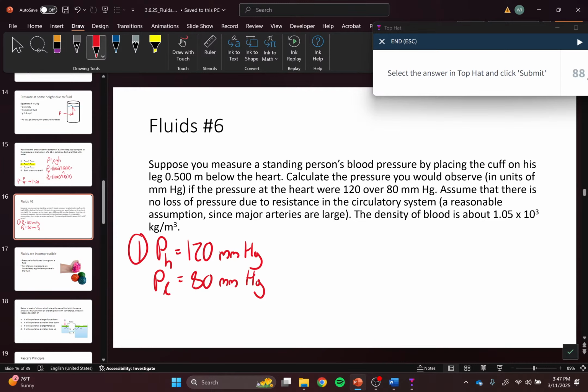Anyway, we're going to find what this blood pressure would be at someone's feet, 0.5 meters below, somewhere in their leg or something. And I gave you the density of blood, because we're going to need that. The density of blood is a little bit more dense than water. Makes sense. It is water with a bunch of junk in it. So it's going to be more dense than water. All right, great. What are we solving for? You can label this as you want.